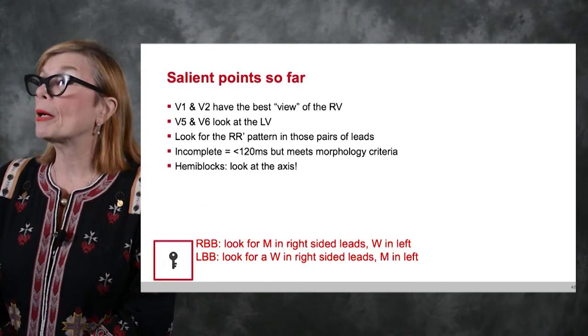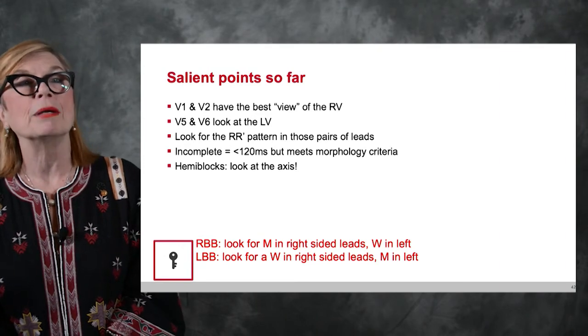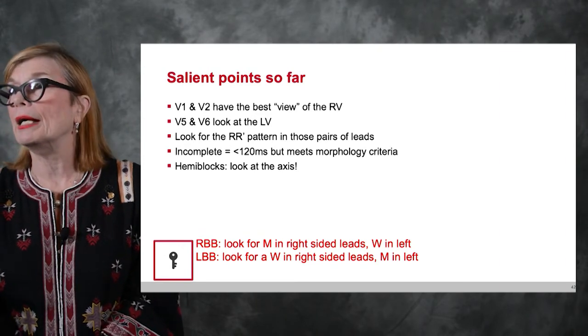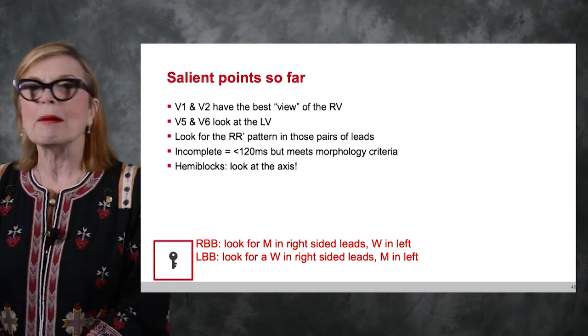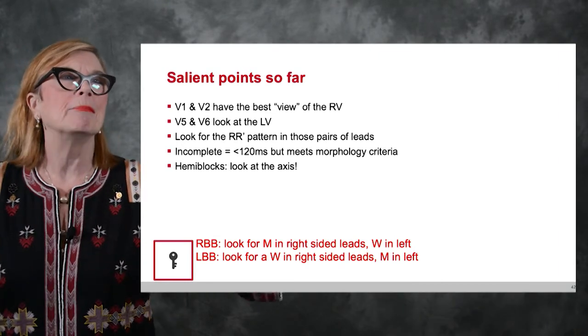So for right bundle branch block, look for the M in the right-sided leads and a W in the left. And for left bundle branch block, look for a W in the right-sided leads and an M in the left.